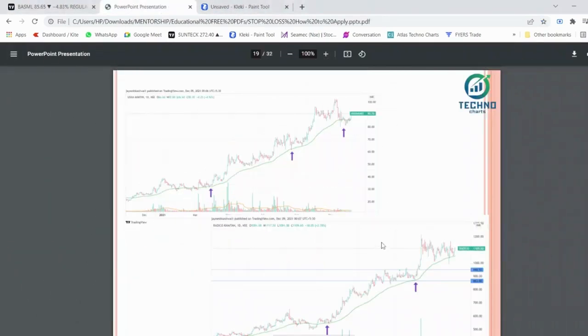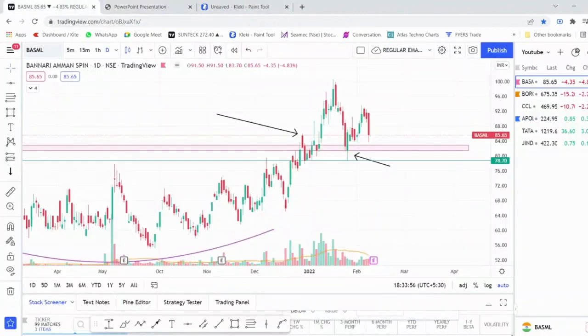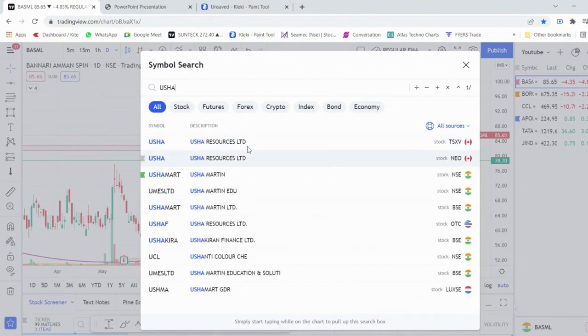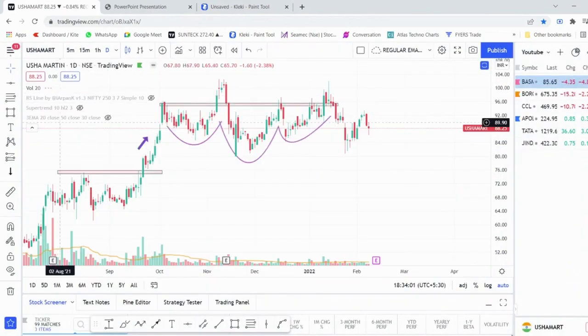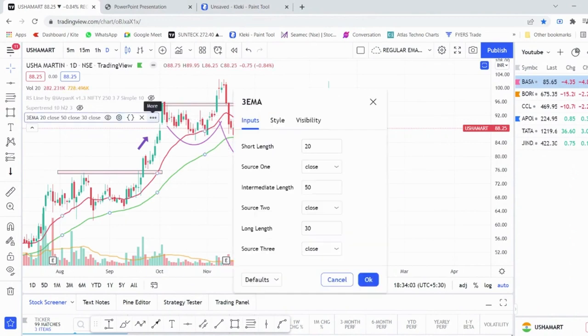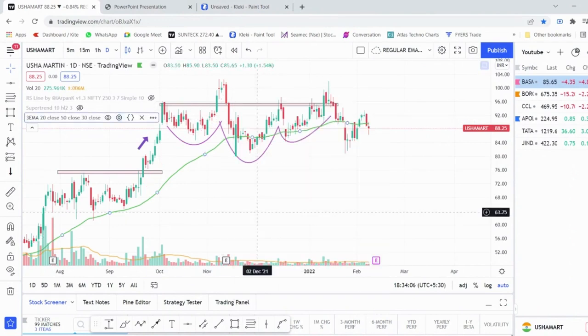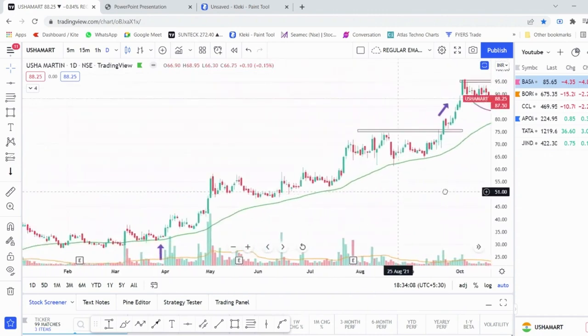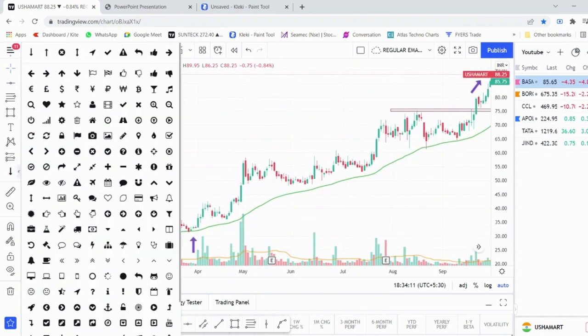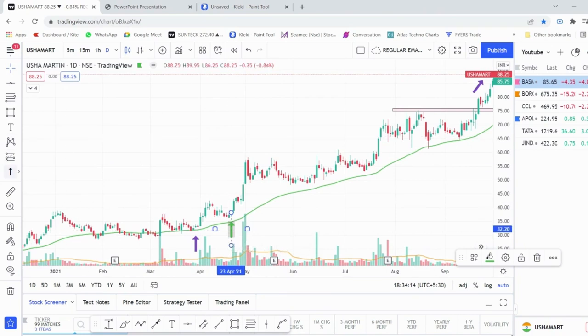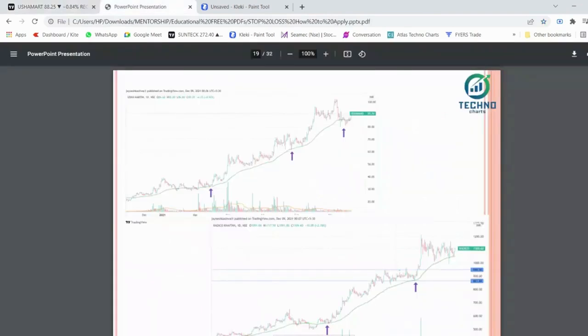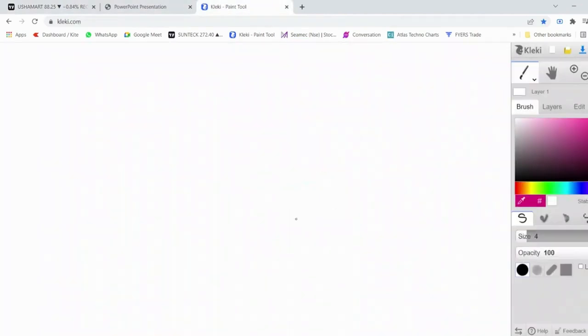Now we can see some examples of the 50 MA where the stock trading above the 50 MA took multiple supports on it. For example, if we take the chart of Usha Martin and apply the moving averages simply in the chart, we can see how the stock was taking support multiple times on the 50 MA. This is how you can trail your stop losses as the stock is moving up. The important thing to keep in mind while trading this strategy, or while trading the stop losses, is that your stock should always be in an uptrend or in a downtrend.